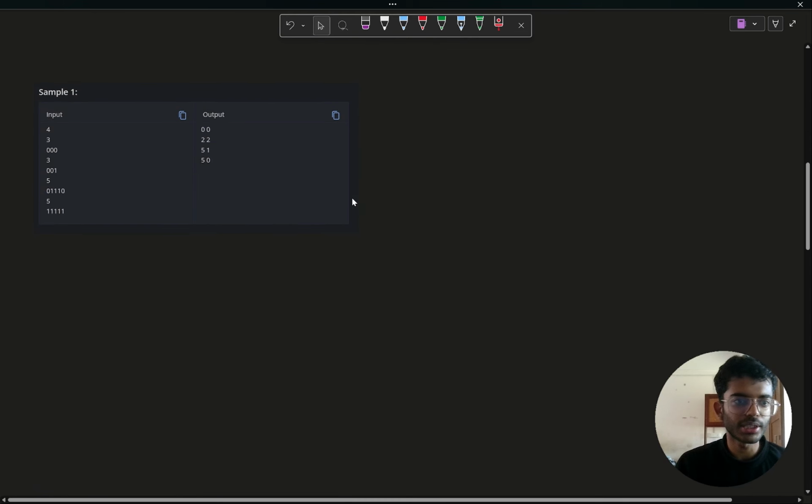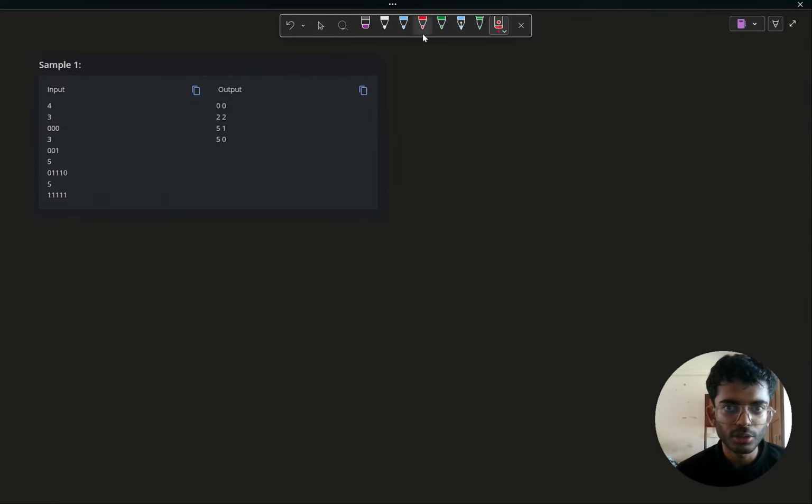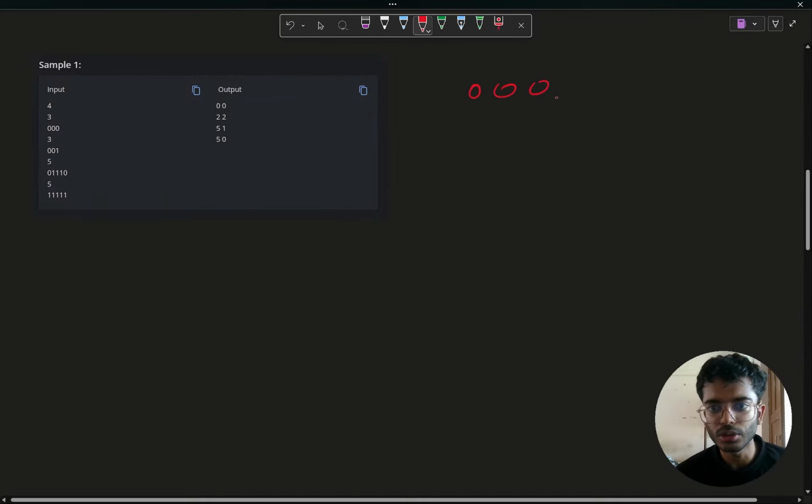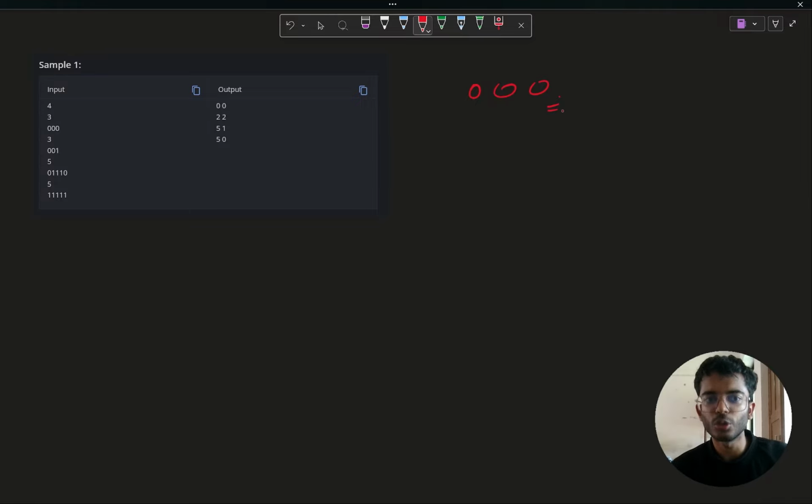So now let's see the sample inputs. In the first input, we're given all zeros. So there is no possible prefix where we can have at least as many ones as zeros because there is no one, right? So the answer is zero for both of them.